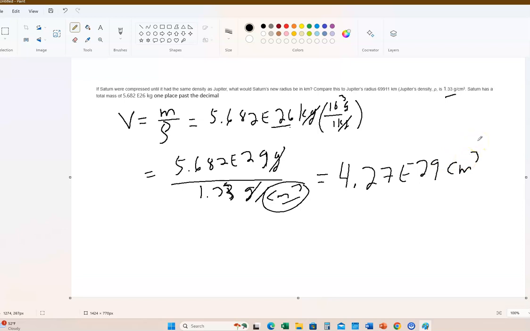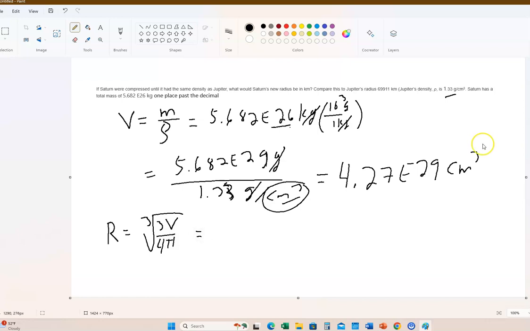All right, so now, let's just do that. Recall, I told you that to do that, you just use this equation. The radius is going to equal the cube root of 3 times the volume divided by 4 pi. So that's all we're going to do.